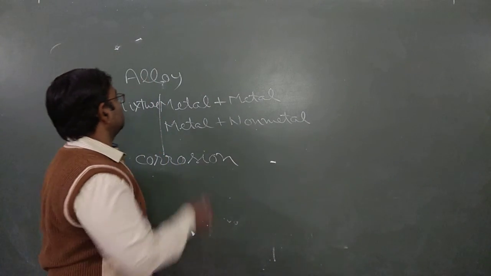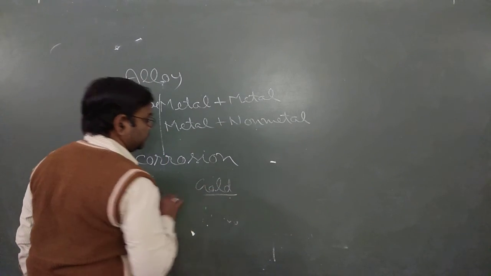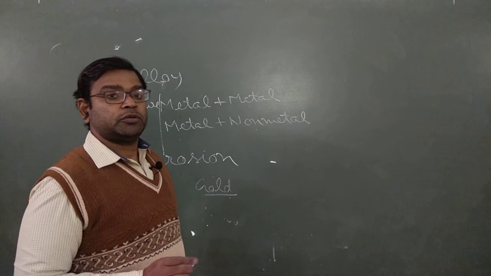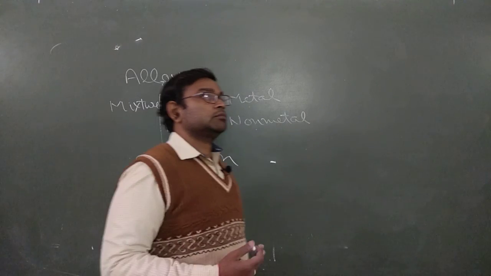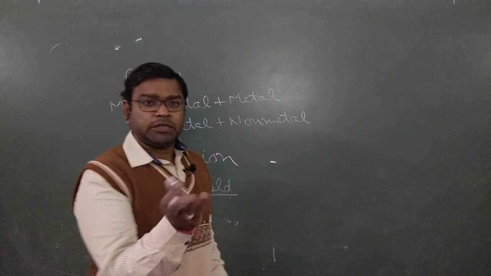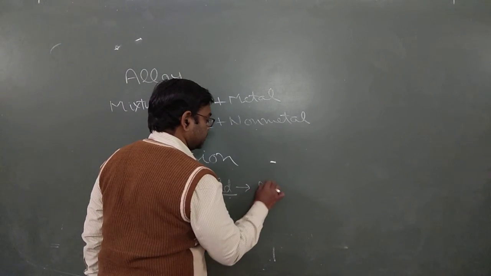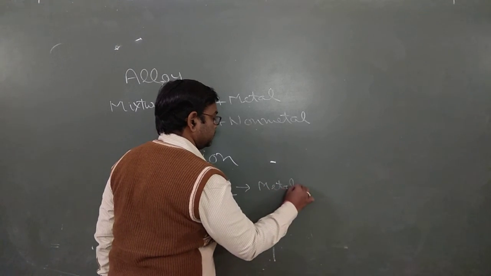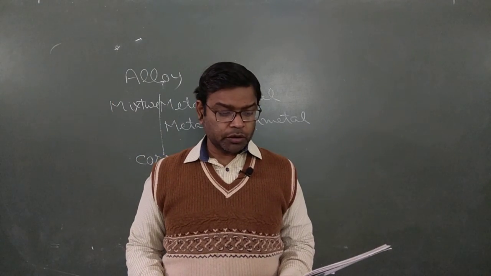Generally, we use alloys in the case of gold. Pure gold is very soft, it easily bends. To make some ornaments so that they do not change their shape, we add some other metals to make an alloy. Clear? So this is your alloy.